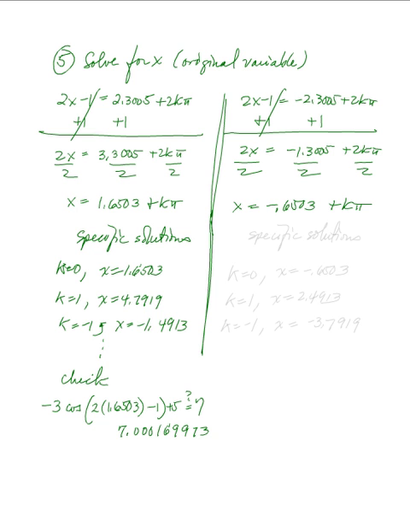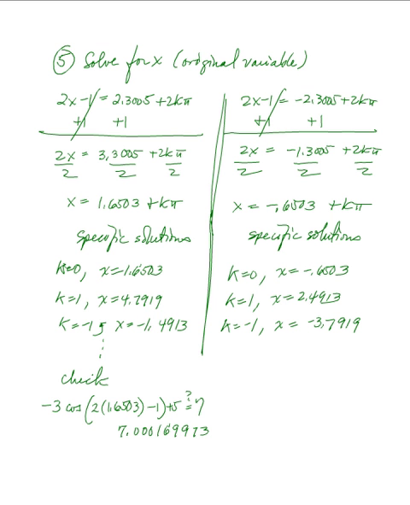Okay, we'll do a few specific solutions here. And we'll do these substitutions. So x equals negative 0.6503, k equals 1, x is 2.4913, and if k equals negative 1, I get x equals negative 3.7919. Again, these are just integer values I picked. You could have picked any integer value you want. Okay, so that's our first example.